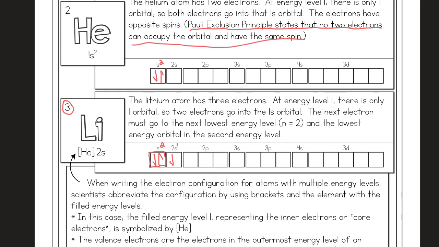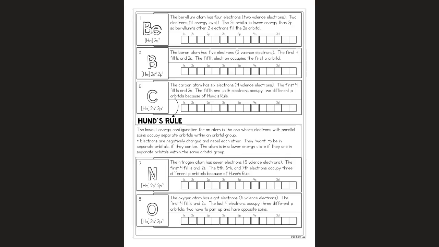So when we're writing electron configurations for atoms with multiple energy levels, scientists can abbreviate the configuration by using a bracket and using a noble gas. We're going to get into that a little bit more as we go, but that's what this notation is talking about. So let's go on and do some more of these smaller atoms.